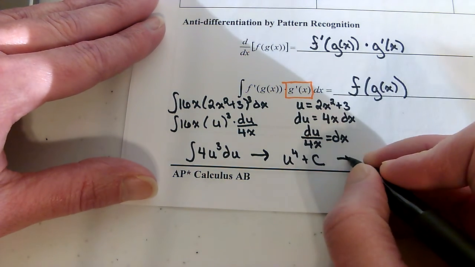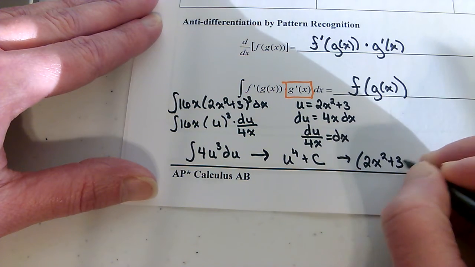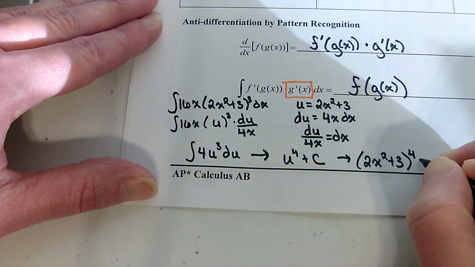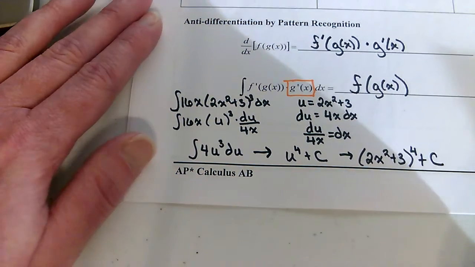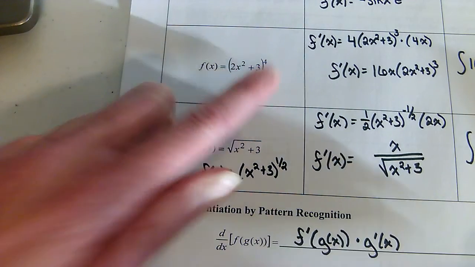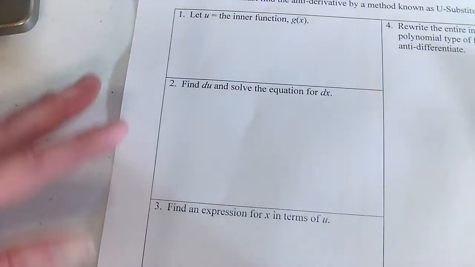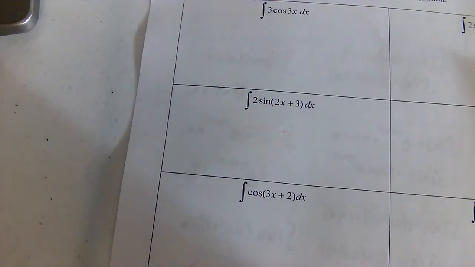Well, that would just be 2x squared plus 3 to the fourth plus c. 2x squared plus 3 to the fourth. Go to the next page and I'll be able to do more, show more.